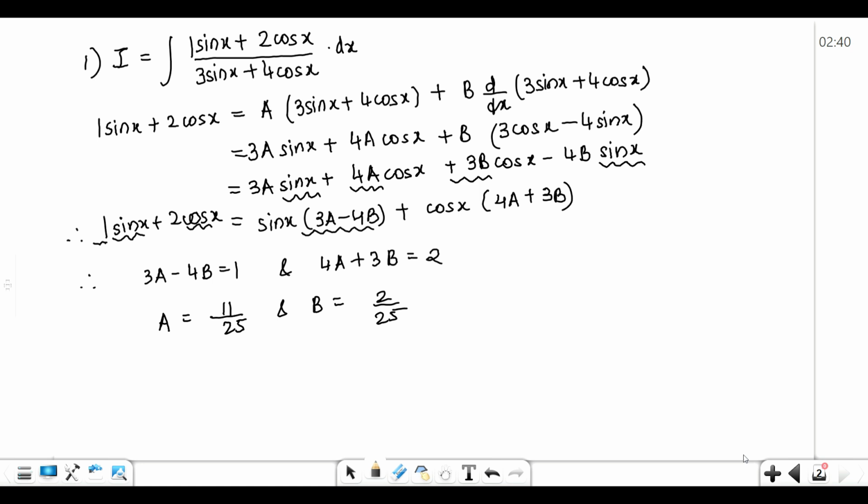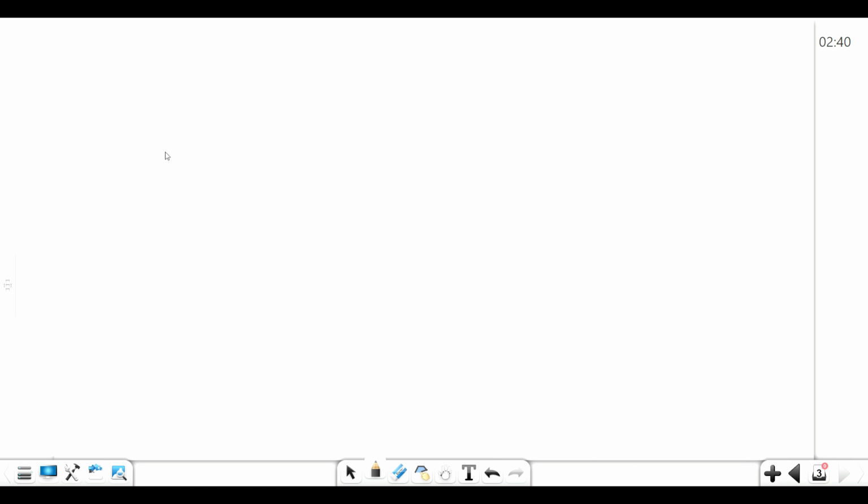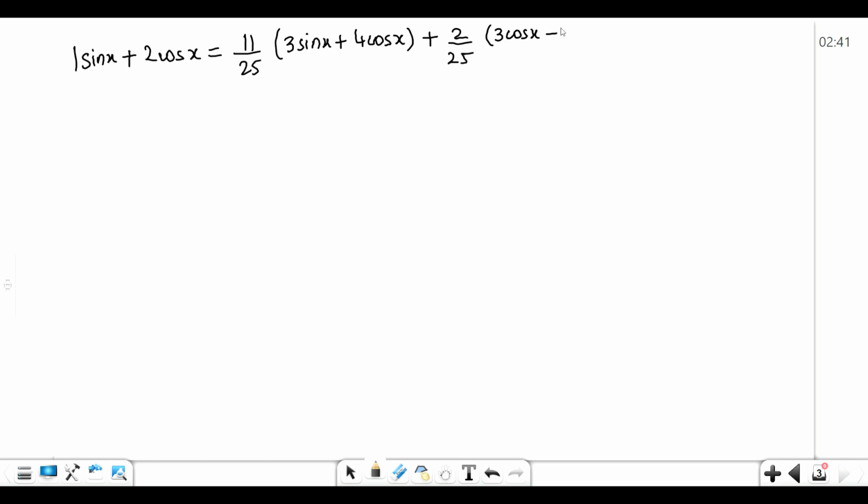So we have done step 1 and step 2, now step 3. Step 3 was writing the numerator again: 1 sin x plus 2 cos x is equal to a times the denominator, which is nothing but 3 sin x plus 4 cos x, plus b, which is 2 upon 25, times the derivative of denominator we have already found, 3 cos x minus 4 sin x. So we have expressed our numerator in these two terms.